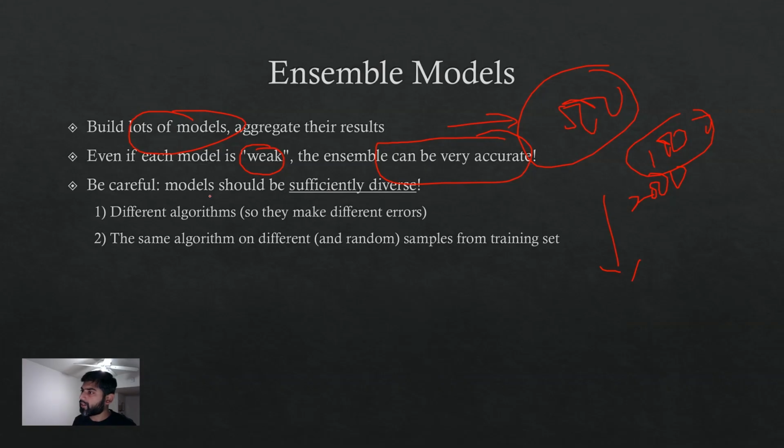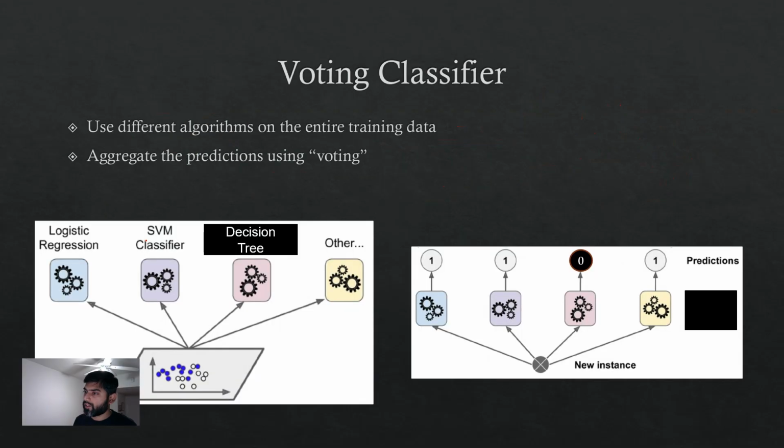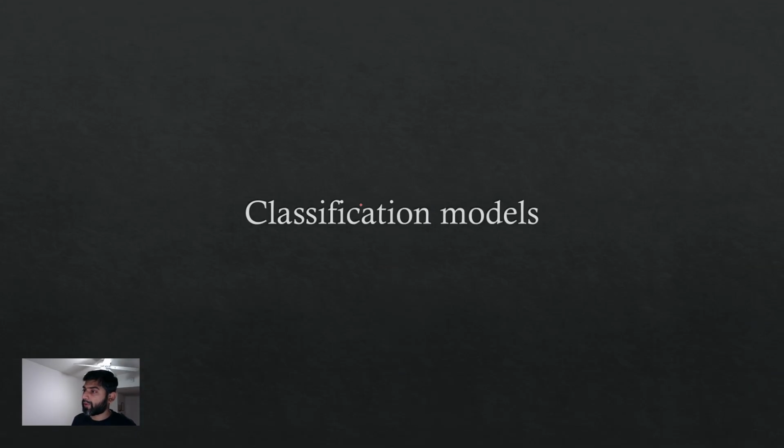How do you get sufficiently diverse models making different predictions? There are two ways. One, different algorithms, that's easy. You can use logistic regression, support vector machine, decision tree, and so forth. That's one way to bring diversity in machine learning predictions.